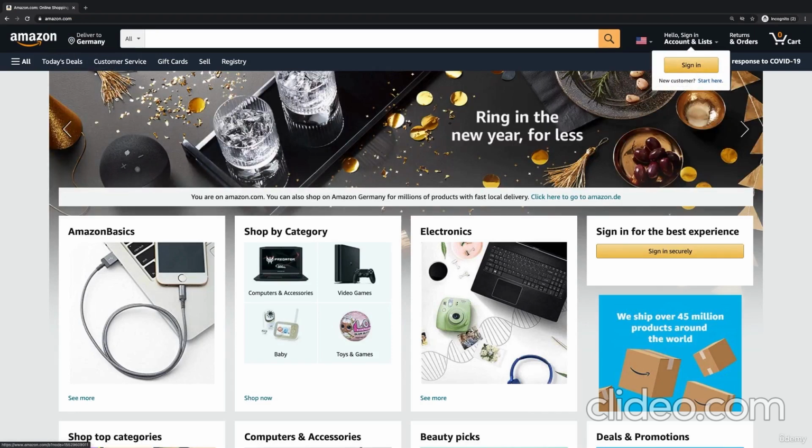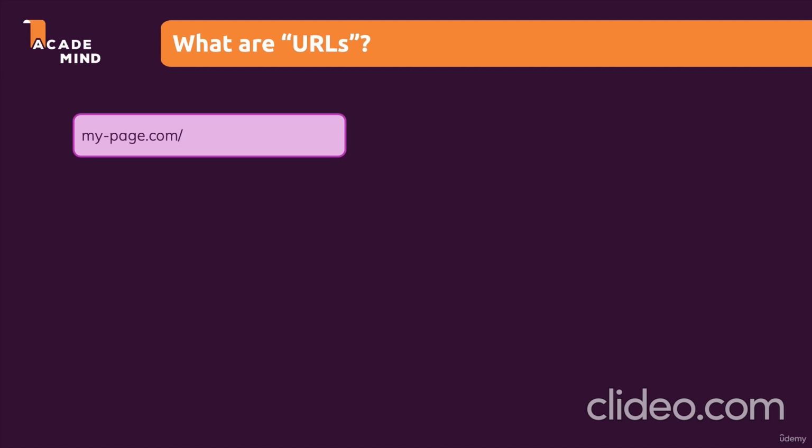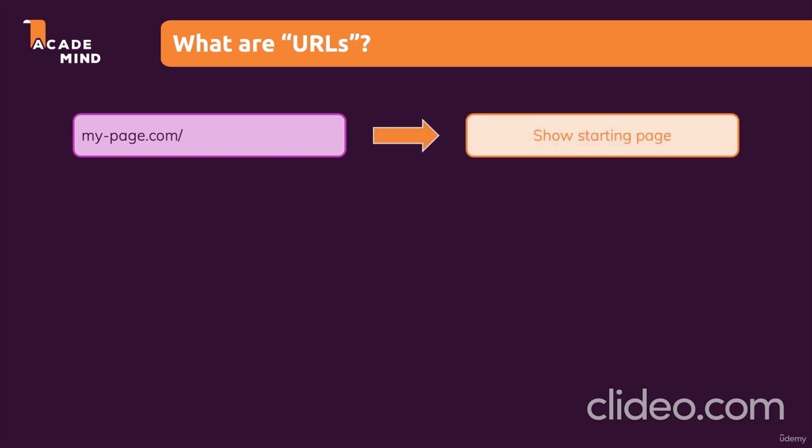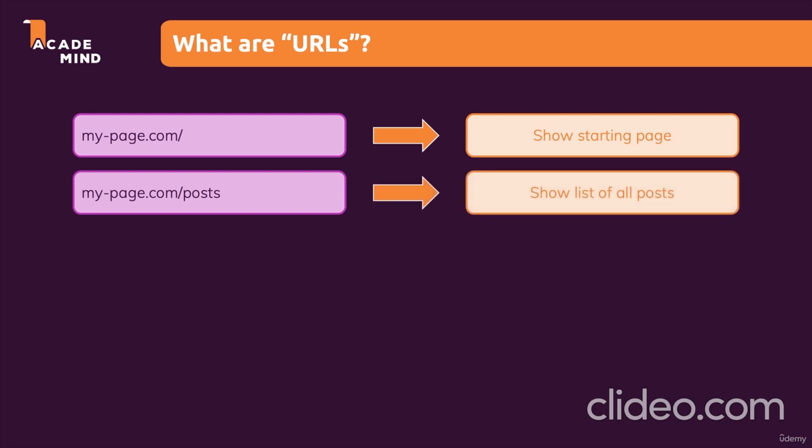If I visit Amazon.com, for example, I can click on today's deals or customer service, and you will see that that URL changes. So when building a website as a web developer, we have to plan which URLs we want to support. And there we might have that main URL with nothing after that domain here, which loads the starting page. And then let's say if we're building a blog, we also want to have a /posts URL, which shows a list of all posts. So where we load a page that displays the posts.